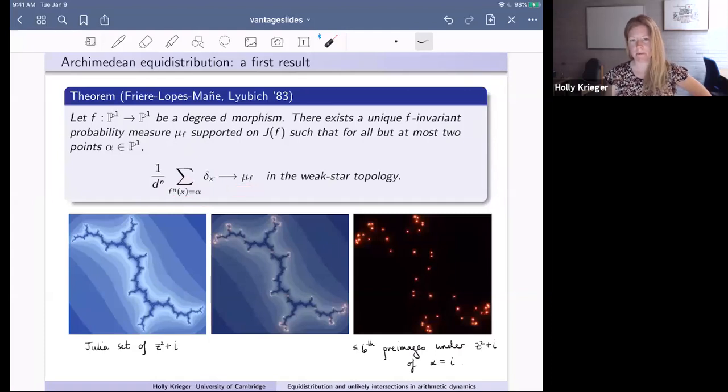So here's an illustration of this happening for z squared plus i. What I have on the left here is the Julia set of z squared plus i. What I have on the right is, at the same scale, the collection of up to sixth pre-images of the fixed value alpha equals i under the dynamical map z squared plus i. And here they're superimposed on each other. Even though you can't really see the measure in the picture, you see that the points themselves are evenly distributing, extremely bad drawing, throughout the Julia set for z squared plus i. And if I were to take larger and larger levels of pre-images, I would do better and better.